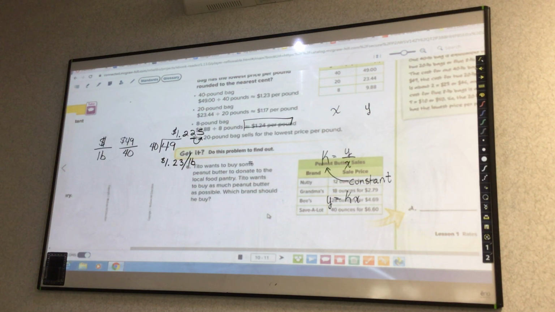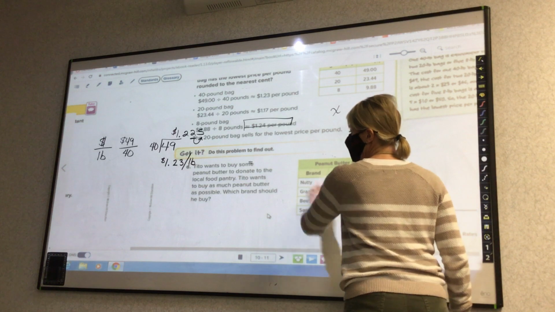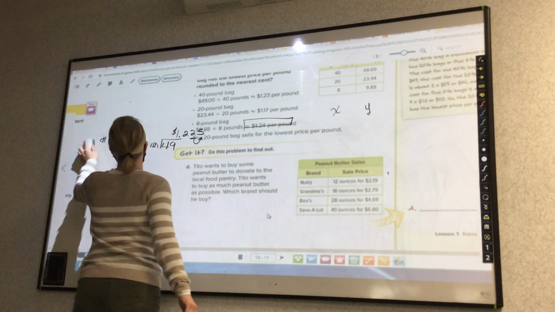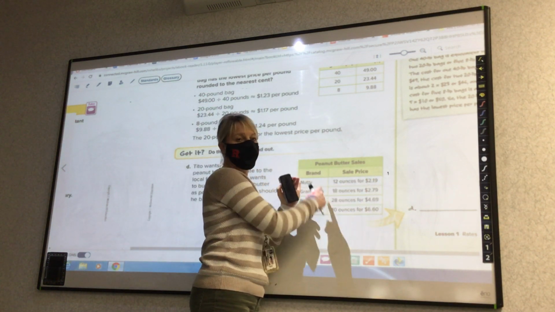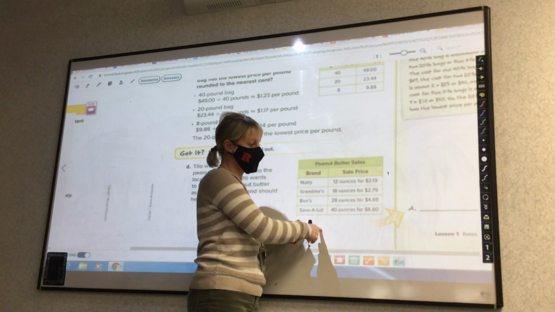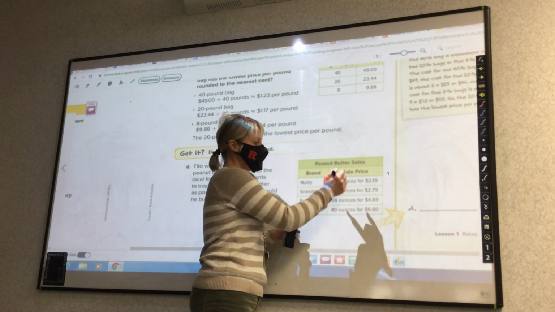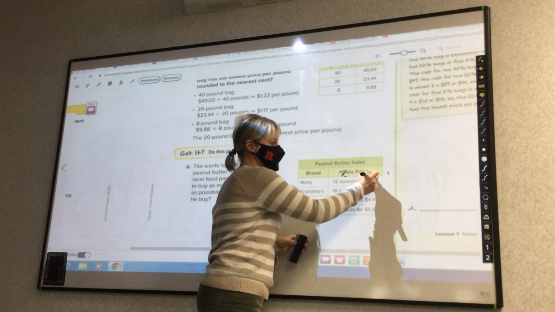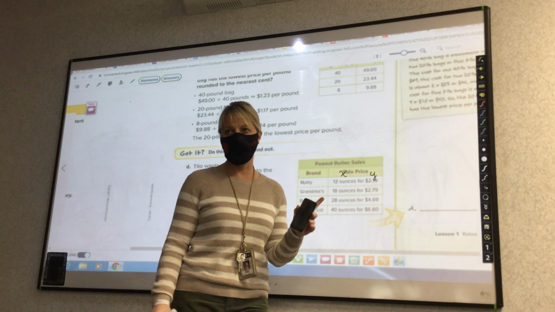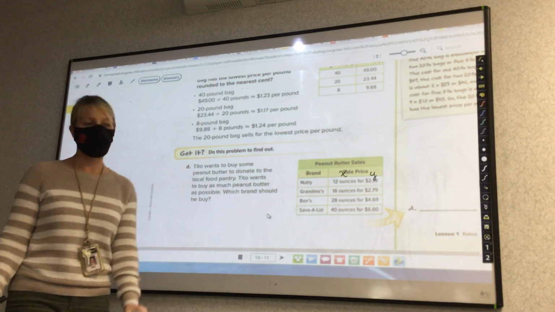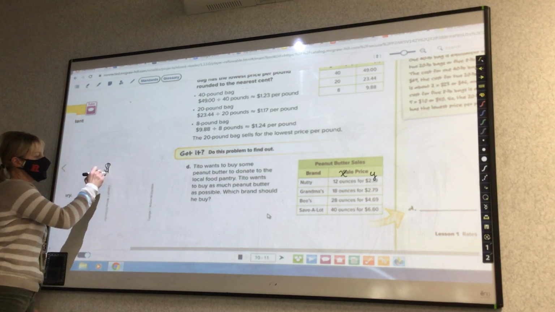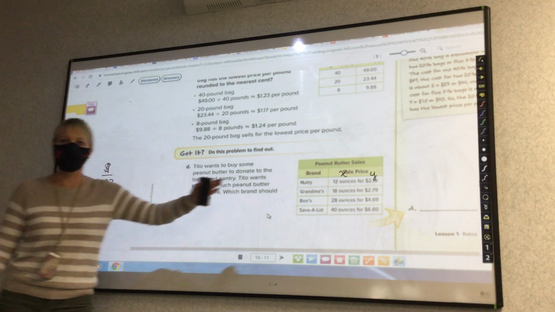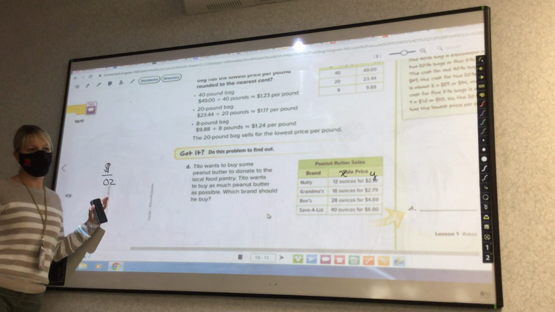Tito wants to buy some peanut butter to donate to the local food pantry. Tito wants to buy as much peanut butter as possible. Which brand should he buy? This one is not really written like my X and my Y because it adds the brand name on the left. But this would still be my X and this is still my Y because my cost is always on top and Y is always on top. So if I wanted to figure out how much it costs for the nutty, I would put cost per ounce. And really, if you're doing it for a chart, if you at least just write it once, that's fine.